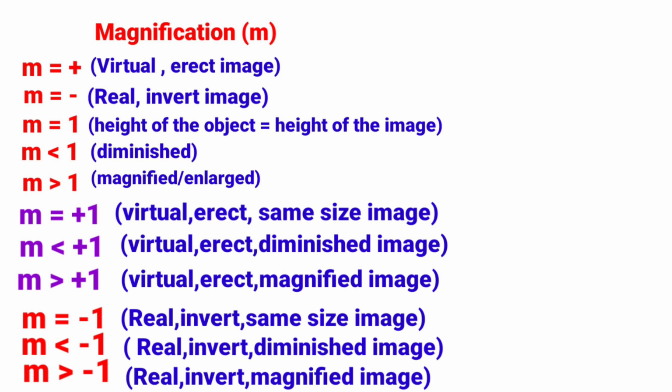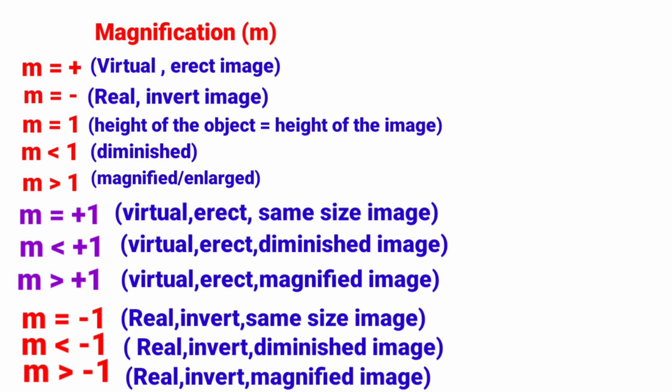For example, m is equal to plus 1, then it is virtual, erect. Why? Because positive means virtual and erect. Equal to 1 means same size image. So virtual, erect and same size image. Next, m is less than plus 1: virtual, erect and diminished image. M is greater than plus 1: virtual, erect, and magnified image.